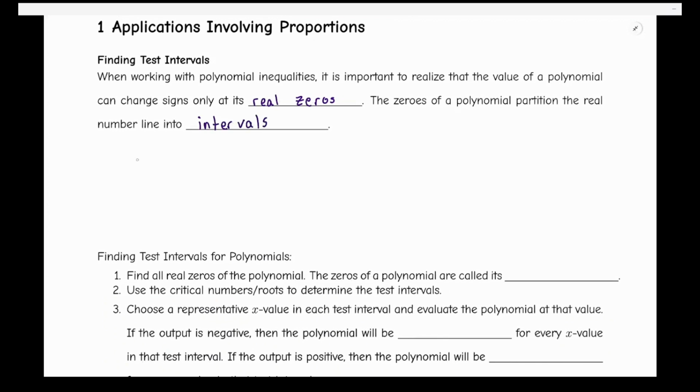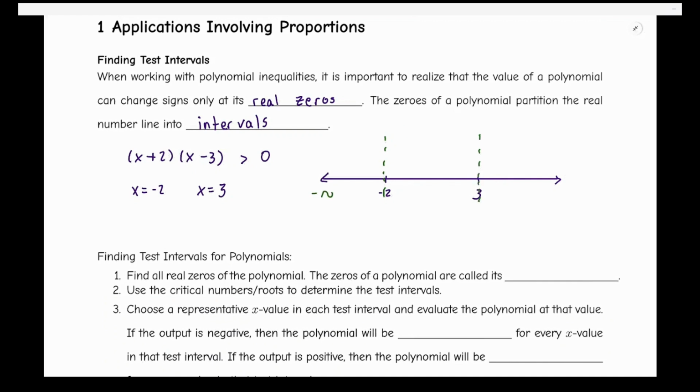So for example, if we had the inequality x plus 2 times x minus 3 is greater than 0, the real zeros of this polynomial are x equals negative 2 and x equals 3. So that if I took my number line, negative 2 and 3 would split the number line into 3 intervals. We would have negative infinity to negative 2, negative 2 to 3, and 3 to infinity. So that's what we mean that it splits it into intervals.